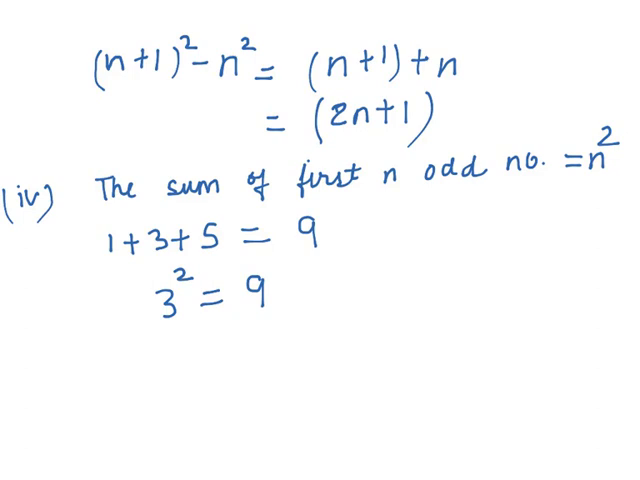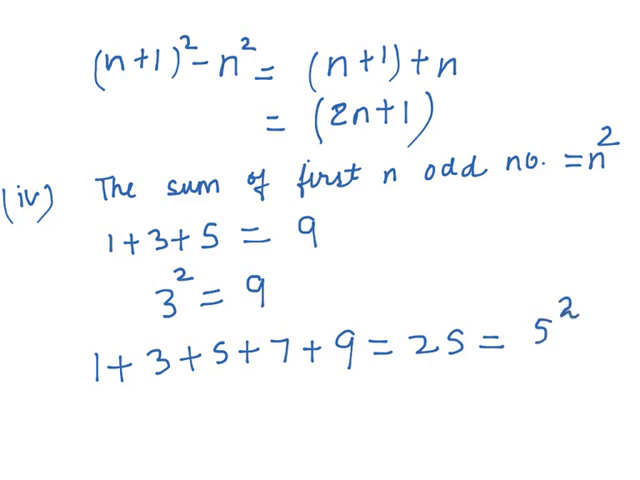And if we have 5 odd numbers, like 1 plus 3 plus 5 plus 7 plus 9, then adding 1 plus 3 is 4, plus 5 is 9, 9 plus 7 is 16, plus 9 comes to 25. That is equal to 5 squared. So if we have to find the sum of n odd numbers, we can use the formula n squared.